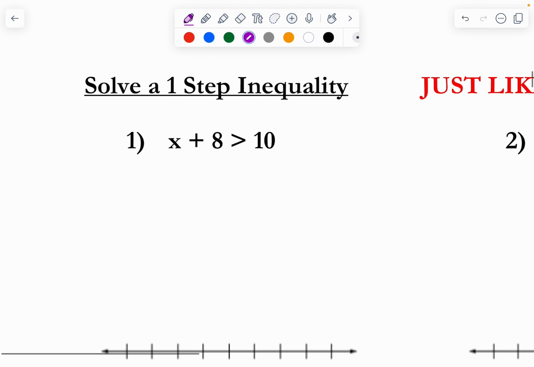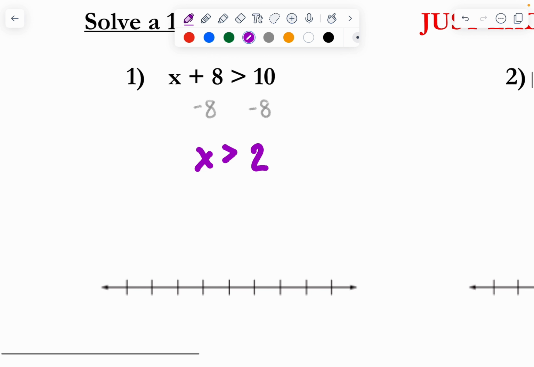So if I zone in on number 1 here, instead of having like x is greater than 10, I have x plus 8 is greater than 10. Here we're just going to use our algebra skills, right? I want to get rid of that plus 8. I'm going to subtract 8 from both sides. I get x is greater than 2.